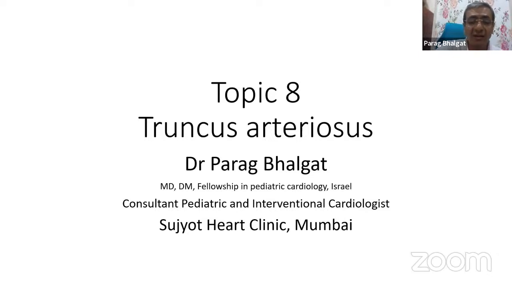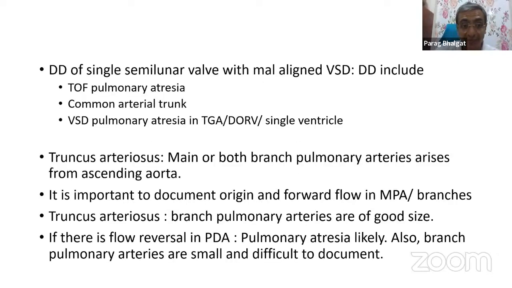The morphology of VSD in truncus and tetralogy of Fallot with pulmonary atresia is just the same. Given that picture, one can easily confuse the two. So the important thing is, when we deal with a VSD with a single semilunar valve, it could be TOF with pulmonary atresia, truncus, or pulmonary atresia in the setting of TGA, DORV, or single ventricle. All these we can miss as a truncus. We can also see common arterial trunk with single ventricle, but it's a rare entity.